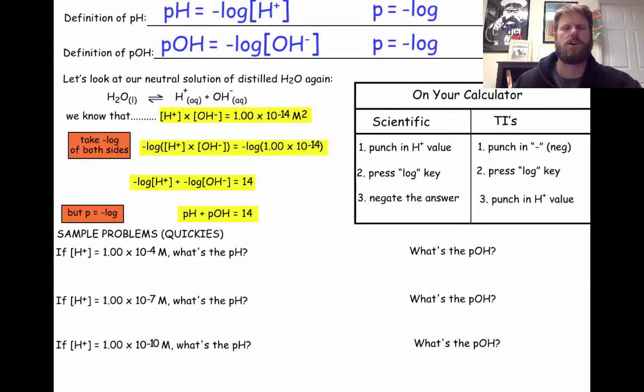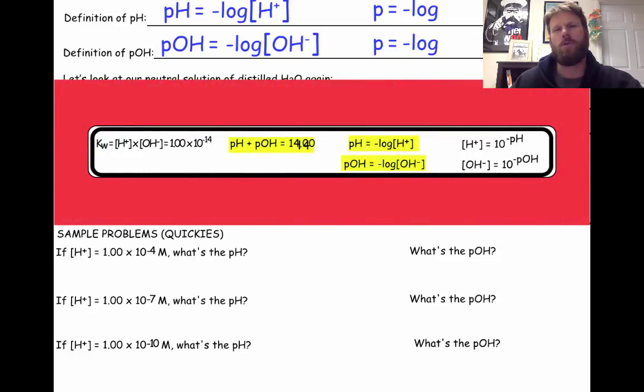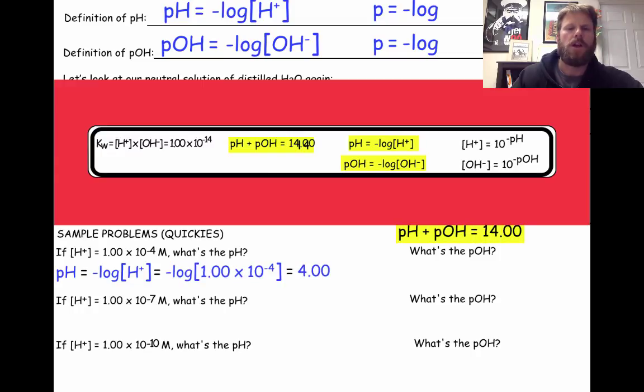Let's take a look at some quickies involving these equations. Once again, these quickies only apply when you have concentrations of H plus or OH minus that are 1 times 10 to the negative something. So if you have an H plus concentration of 1 times 10 to the negative fourth, you can check this in your calculator, but that's simply a pH of 4. Okay, so if you know the pH, the pOH is very easy to find. You just take 14 minus the pH to get the pOH. So 14 minus 4 is 10.